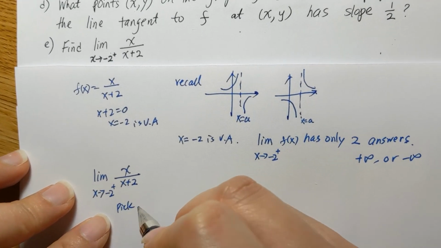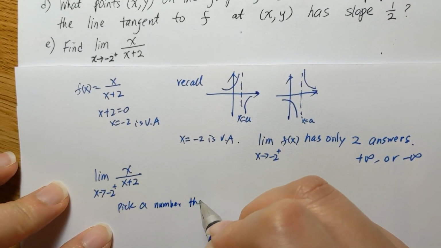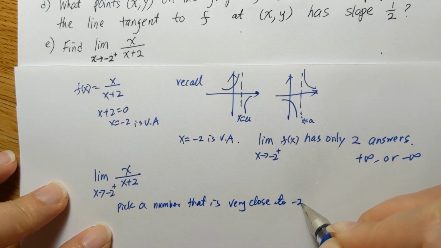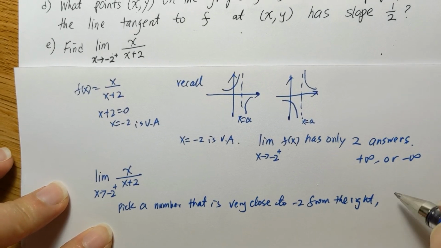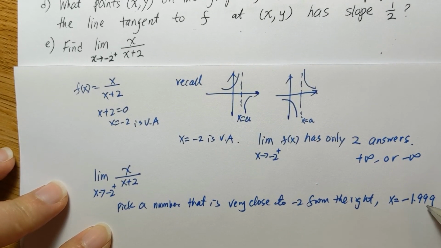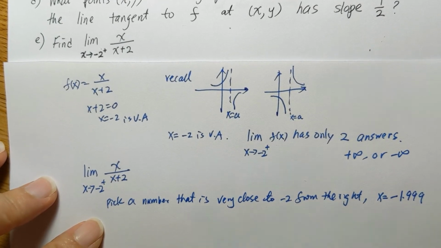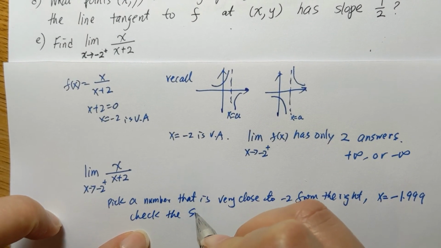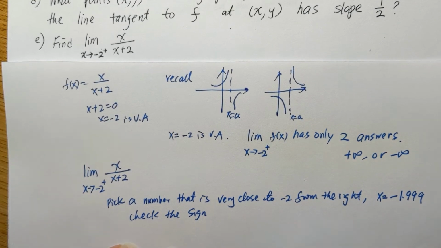We are going to pick a number that is very close to negative 2 from the right because of the plus sign. So let's say x equal to negative 1.999. You have to choose a number that's very close to it, not like 2 or 3 or 4. That's too far away. Now we're going to check the sign. If you get positive, you get positive infinity. If you get negative, the answer will be negative infinity.